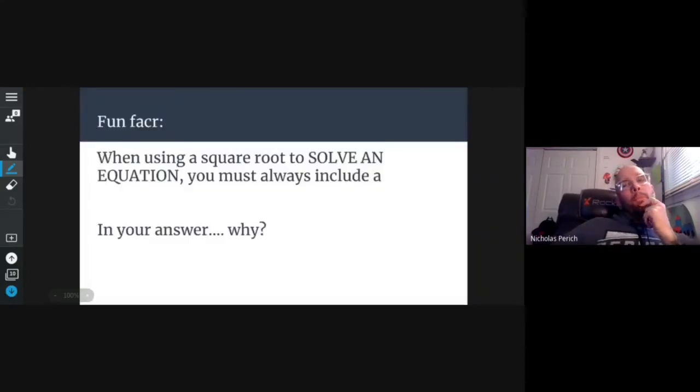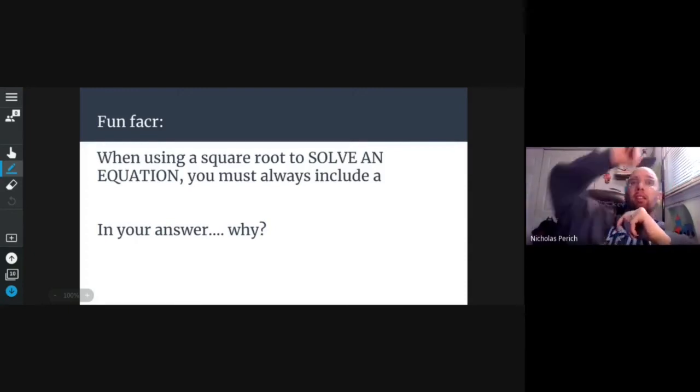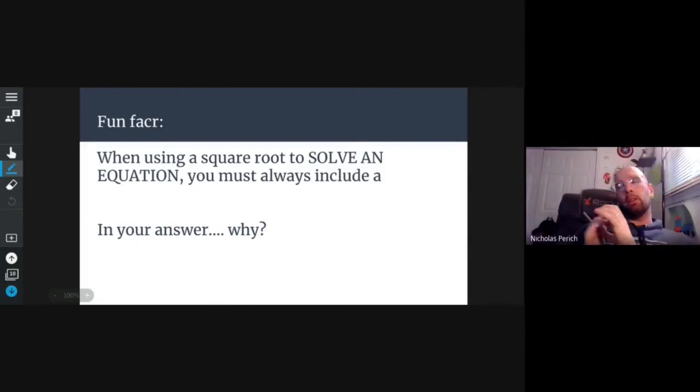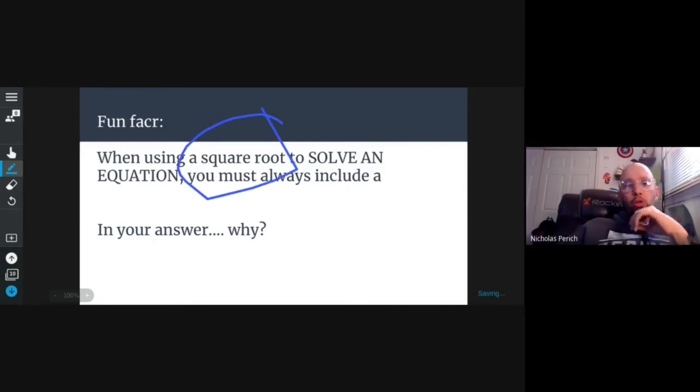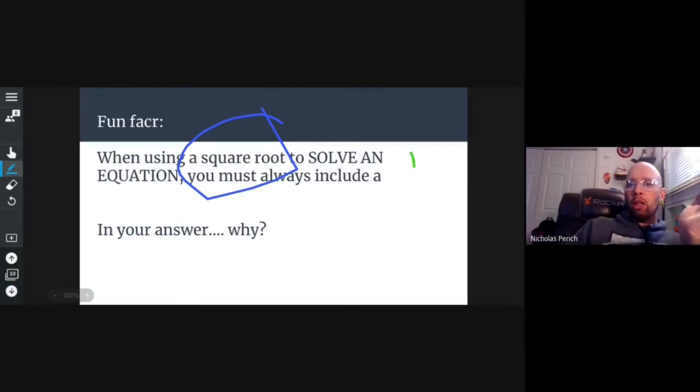Now, this is just one of those important things that we're going to have to remember, and you're going to see on tests from time to time. I'm going to remind you all the time, but you're just going to have to remember. When using a square root to solve an equation, you must always include a positive or negative sign. Why? Well, let me give you an easy problem. X squared equals 9.